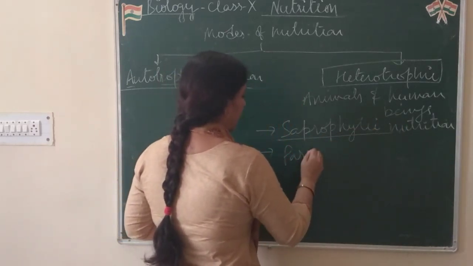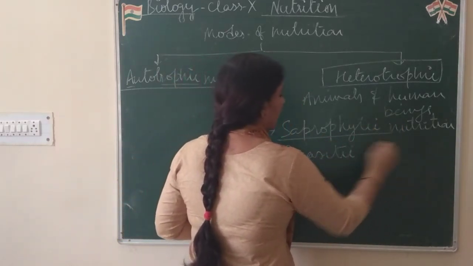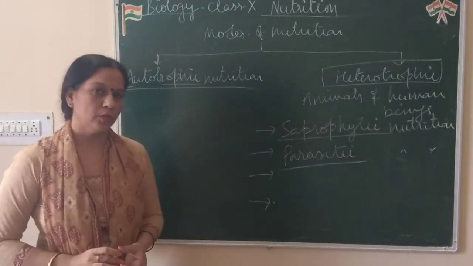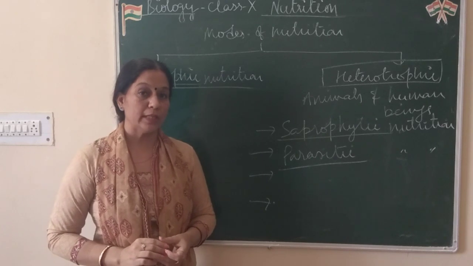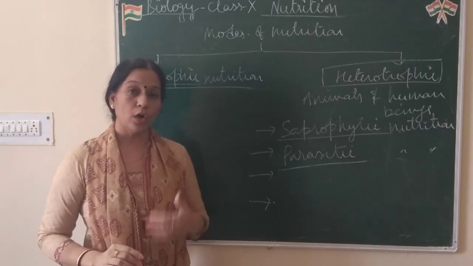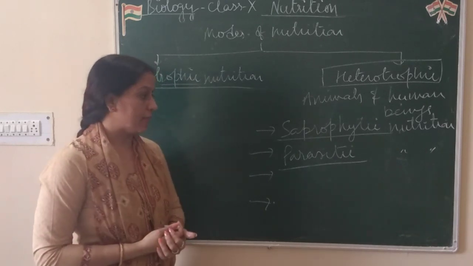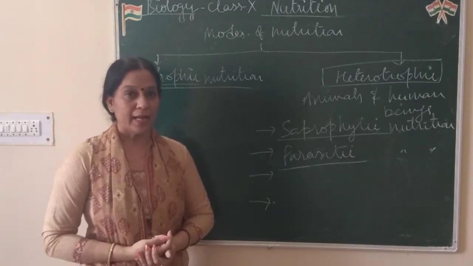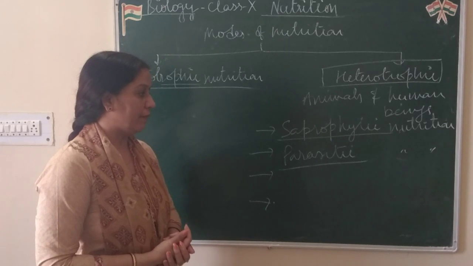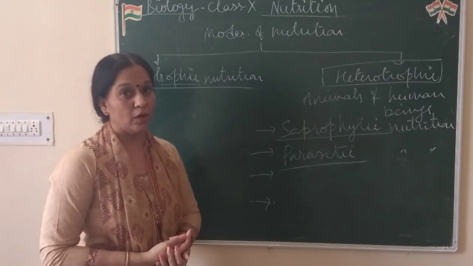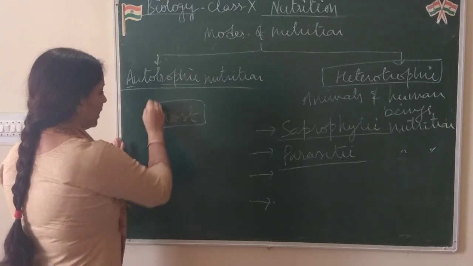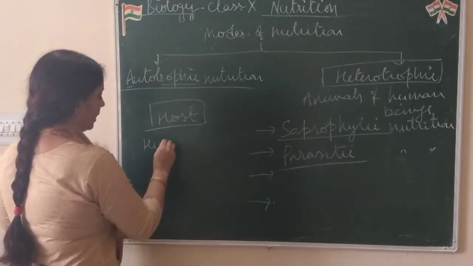Second is parasitic nutrition. Parasite and host relationship, you must be knowing, children. There are some organisms which live inside or on the body of other organisms and derive their food. So in turn they give diseases, right? Such organisms which are living on the body of other living organisms, that is called host. For example, we can take human being.